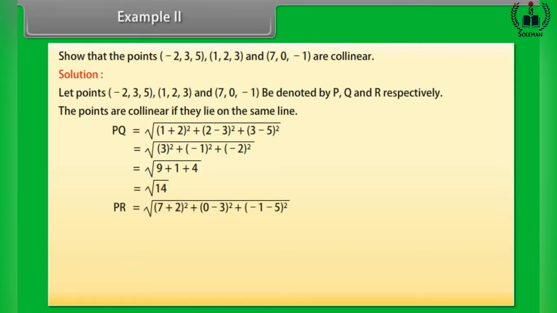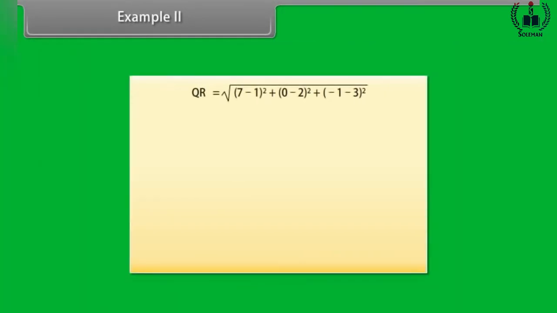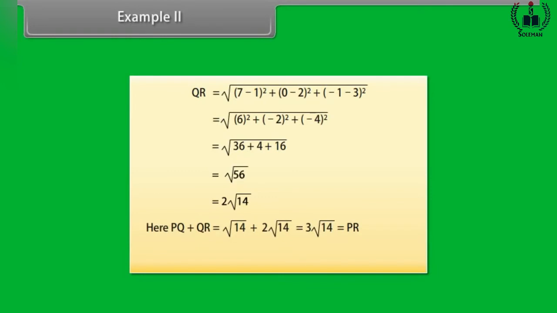PR is equal to square root of 7 plus 2 square plus 0 minus 3 square plus minus 1 minus 5 square. After calculating PR, we get 3 into square root of 14. QR is equal to square root of 7 minus 1 square plus 0 minus 2 square plus minus 1 minus 3 square. After calculating QR, we get 2 into square root of 14. Here, PQ plus QR is equal to square root 14 plus 2 into square root 14 is equal to 3 into square root 14 is equal to PR. Hence, points minus 2, 3, 5, 1, 2, 3 and 7, 0, minus 1 are collinear.